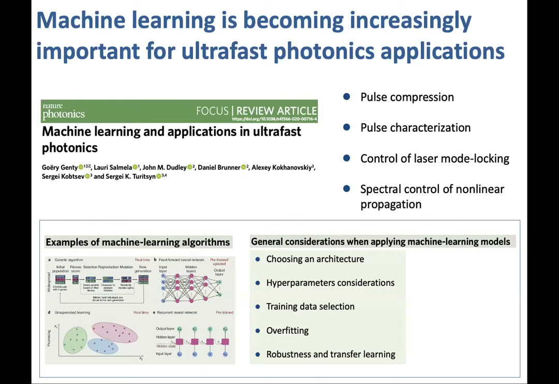This article gives an overview of the potential of machine learning for ultrafast applications, but it also contains some tutorial elements on the different types of machine learning algorithms, where they can be applied, and also some general guidelines in choosing a machine learning algorithm and its parameters. So it can be a very nice entry level article for those of you who are really interested in applying machine learning techniques to ultrafast photonics.